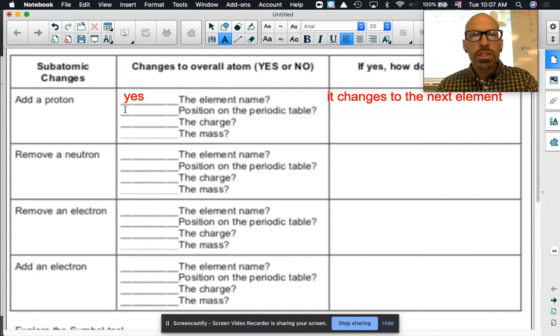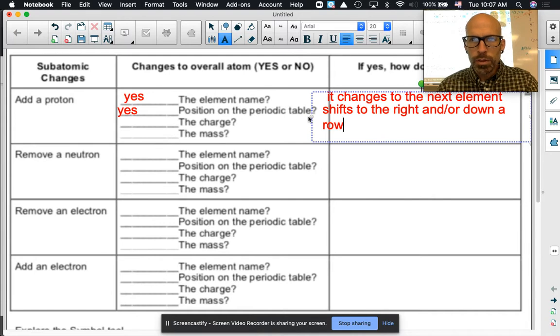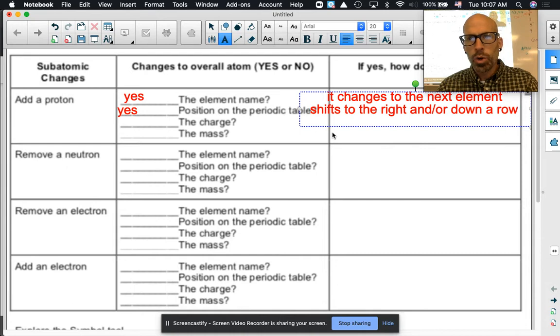And does the position on the periodic table change? Yes. If yes, how does it change? It shifts to the right and or down a row.